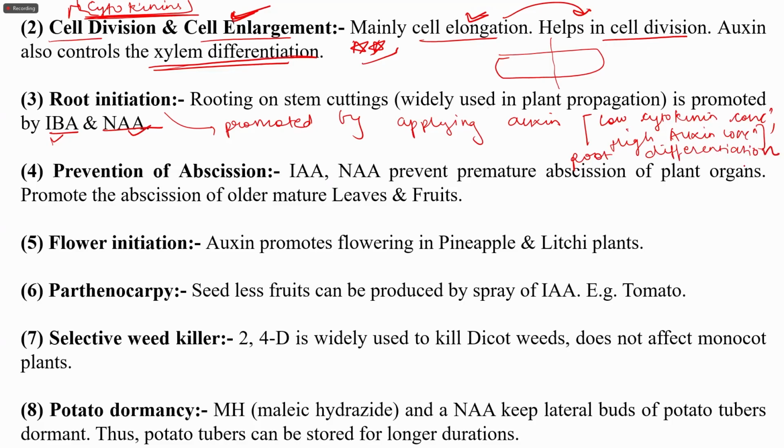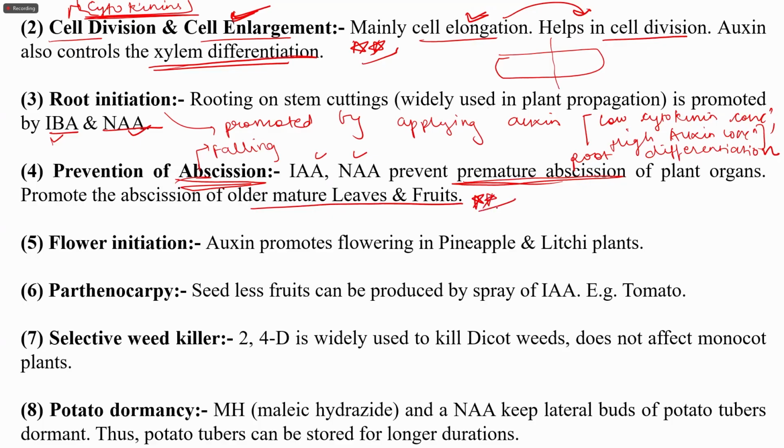So it is not the effect of only one hormone. We know that there are multiple hormones that can act together in order to carry out a particular function. So the fourth is prevention of abscission. Abscission means the falling of leaves or older parts of the plants. So IAA and NAA prevent premature abscission. It prevents premature falling of leaves or plant organs and promotes the abscission of older mature leaves and fruits.